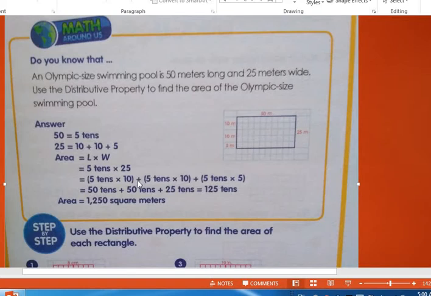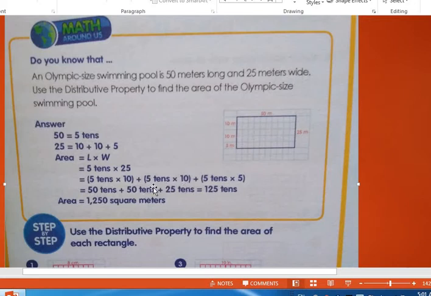So I have here 5 tens, which is the length, times the first 10, plus 5 tens times the other 10, plus 5 tens times the last one, 5. Then 5 tens times 10 will give me 50 tens. Excellent. 5 times 10 equals 50, and the 10 comes the same.